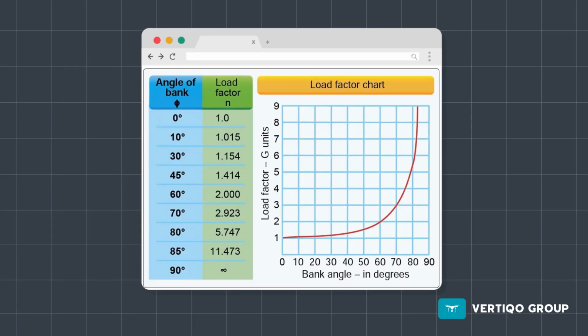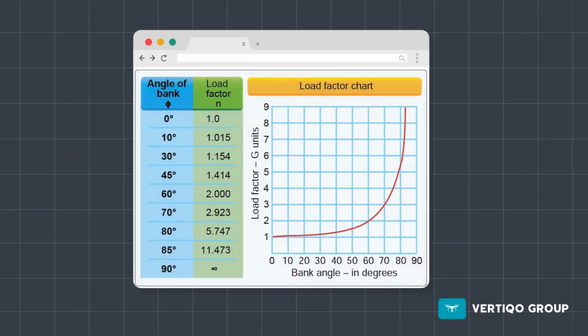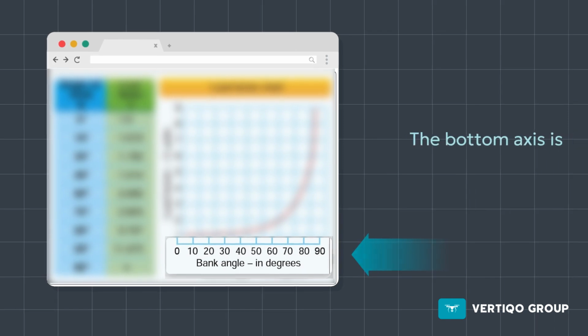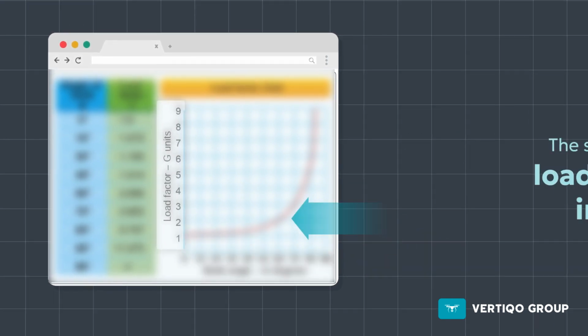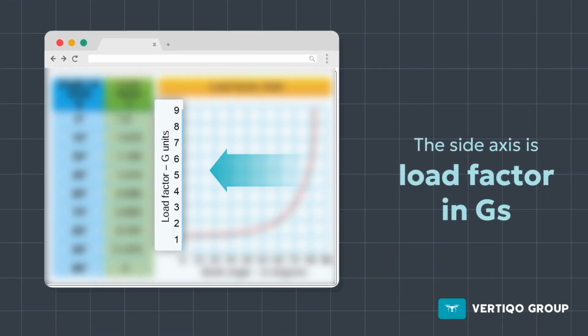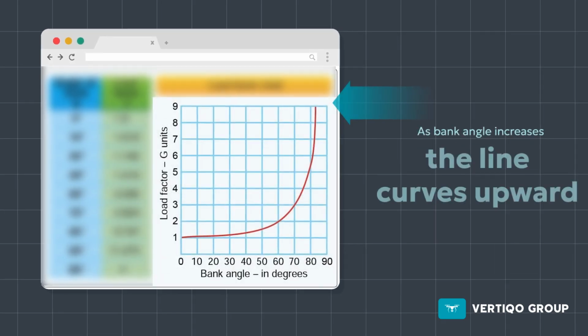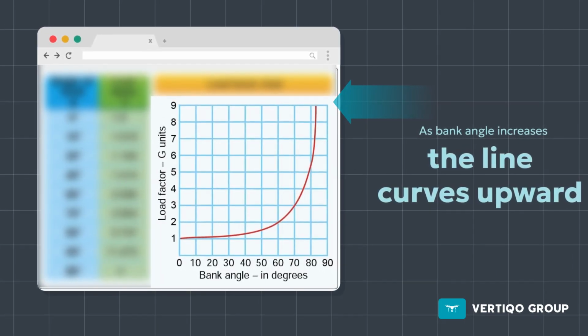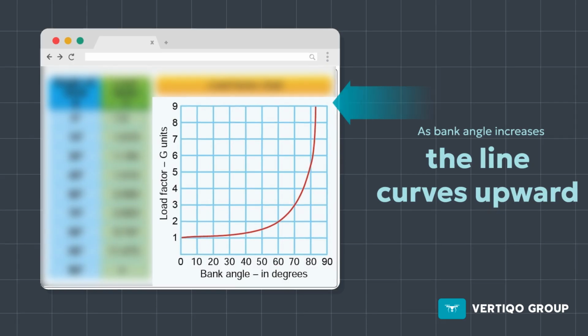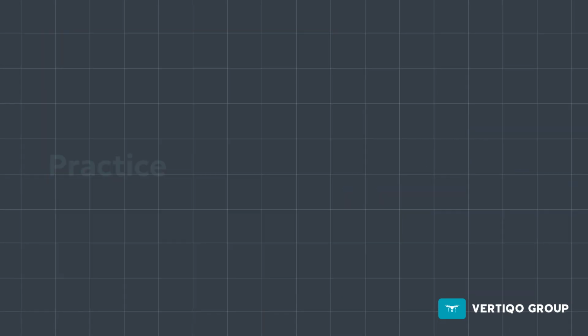To visualize this, we use a load factor chart. On this chart, the bottom axis is bank angle. The side axis is load factor in Gs. As bank angle increases, the line curves upward, showing that the drone is supporting more Gs in steeper turns.